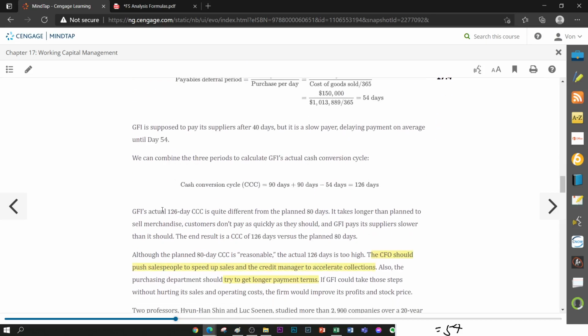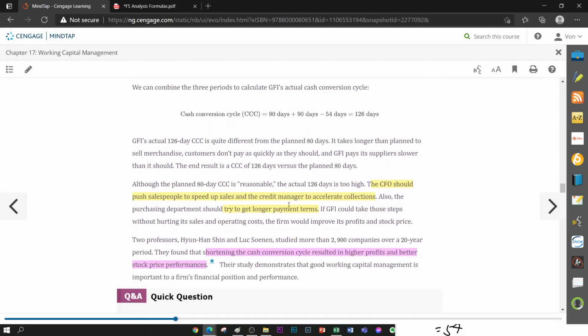Okay. So, GFI's actual 126-day CCC is quite different from the planned 80 days. It takes longer than planned to sell merchandise. Customers don't pay as quickly as they should. And GFI pays its suppliers slower than it should. The end result is a CCC of 126 days versus the planned 80 days. Okay. Although the planned 80-day CCC is reasonable, the actual 126 days is too high.